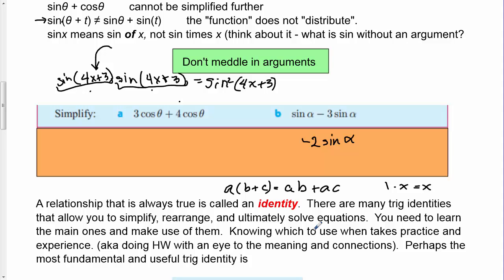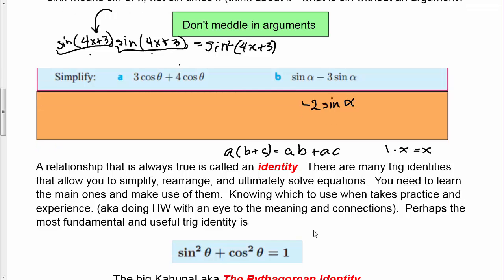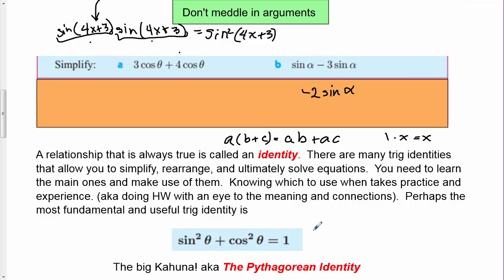But probably the most useful identity in trig is the fundamental one. It's called the Pythagorean identity, which I call the big kahuna. And it simply says that sine squared plus cosine squared of any angle is 1. And that comes from our unit circle.